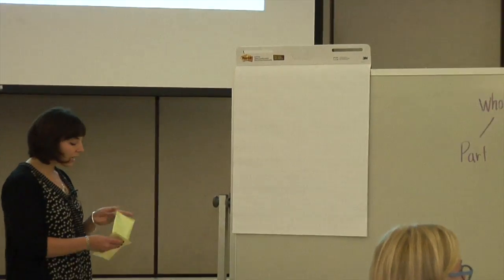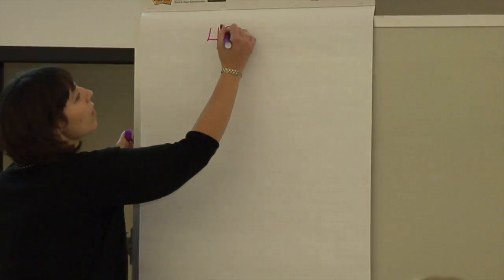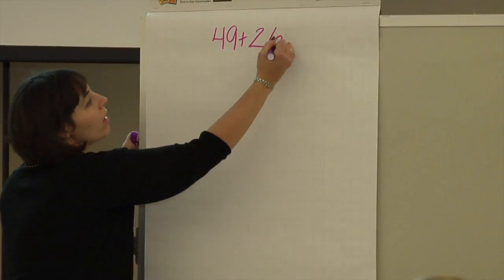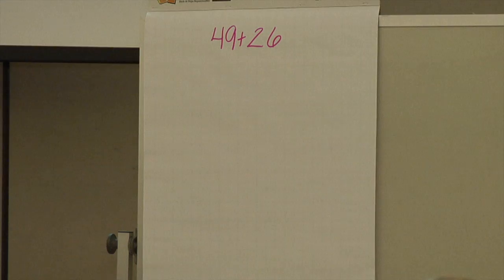Most of you were not here in the first one, so I think we'll just do them together. So the kids may get something like 49 plus 26. And they're asked to come up with as many different strategies to solve that as possible. Okay? And so let's hear some. What do you do when you see this problem?